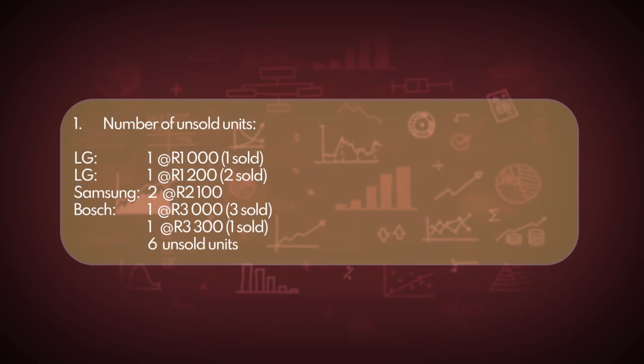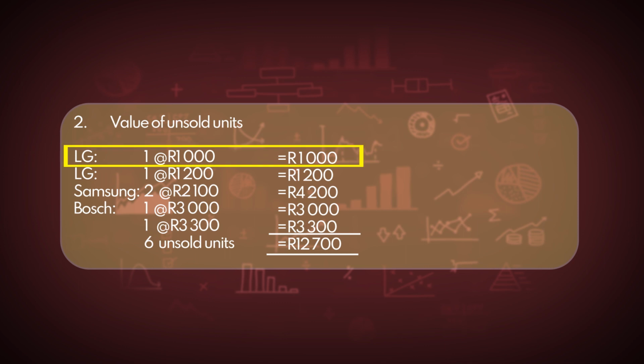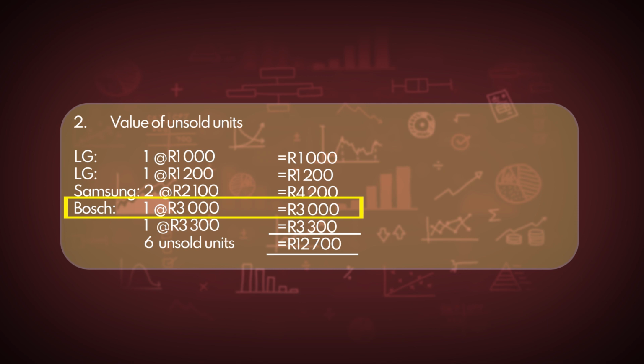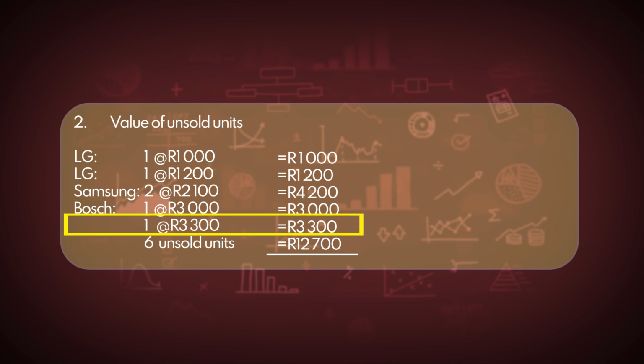The unsold units are one LG at 1,000 Rand, another LG at 1,200 Rand, two Samsungs at 2,100 Rand, one Bosch at 3,000 Rand, and another Bosch at 3,300 Rand. So 6 unsold units. The value of unsold units is one LG at 1,000 Rand, another LG at 1,200 Rand, two Samsungs at 2,100 Rand, one Bosch at 3,000 Rand, and another Bosch at 3,300 Rand, to give us the value of unsold units at 12,700 Rand.